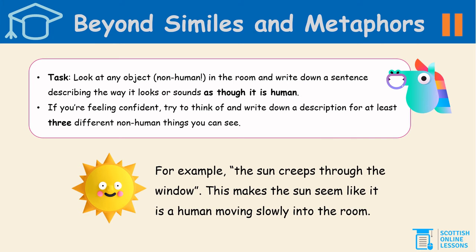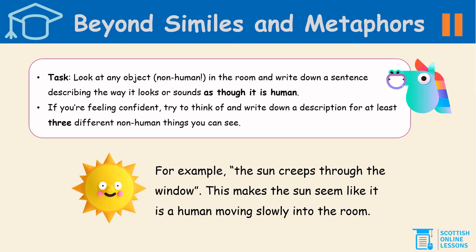Let's look beyond similes and metaphors now. A task for you is to look at any object, non-human, in the room and write down a sentence describing the way it looks or sounds as though it is human. This might be tricky, so don't worry if it takes you a few minutes. If you're feeling confident though, try to think of and write down a description for at least 3 different non-human things that you can see.